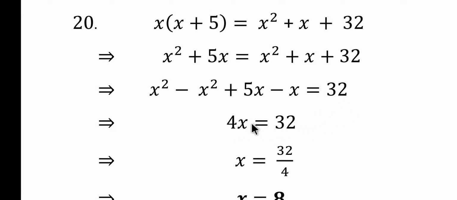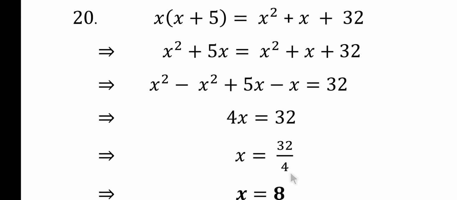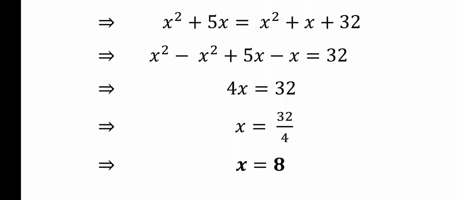Now we'll keep x over here and we'll take 4 in the right hand side as it goes in the denominator. So 32 divided by 4 is equal to 8. So x is equal to 8 becomes the required answer.